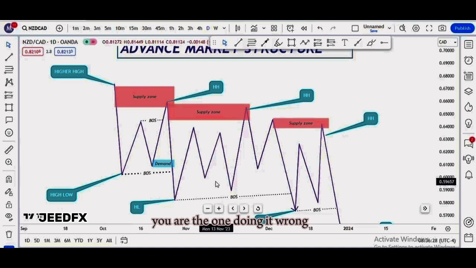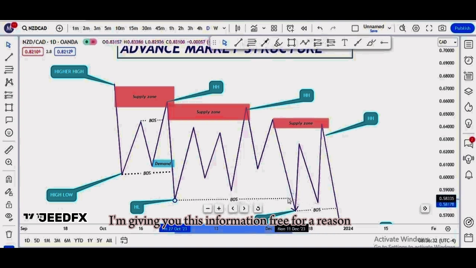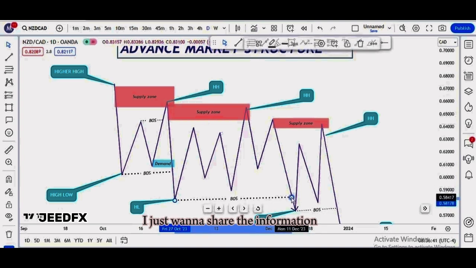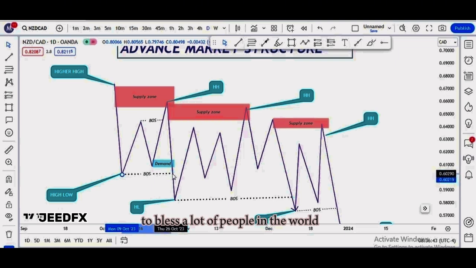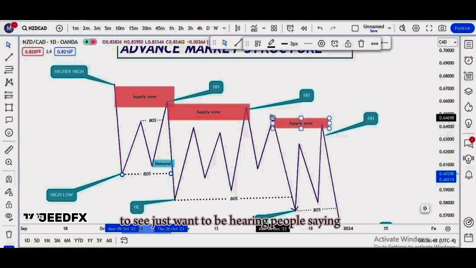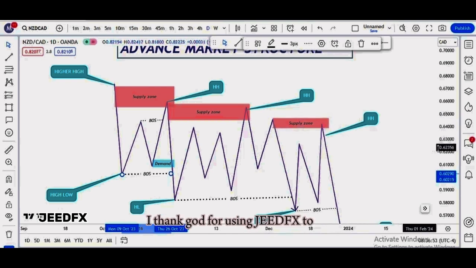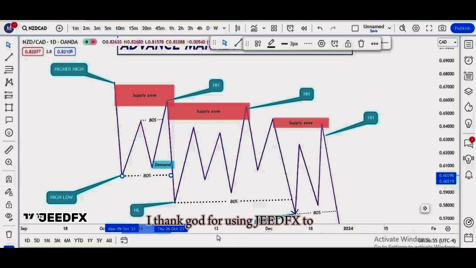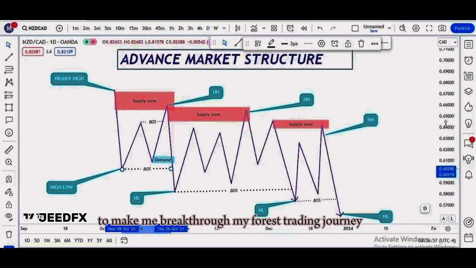You are the one doing it wrong. So I'm giving you this information free for a reason. I just want to share the information to bless a lot of people in the world, and to keep hearing people say, I thank God for using GDFS to make me break through in my forex trading journey.